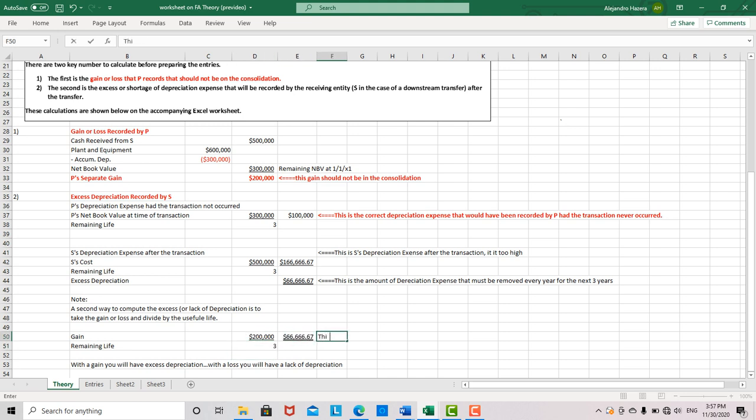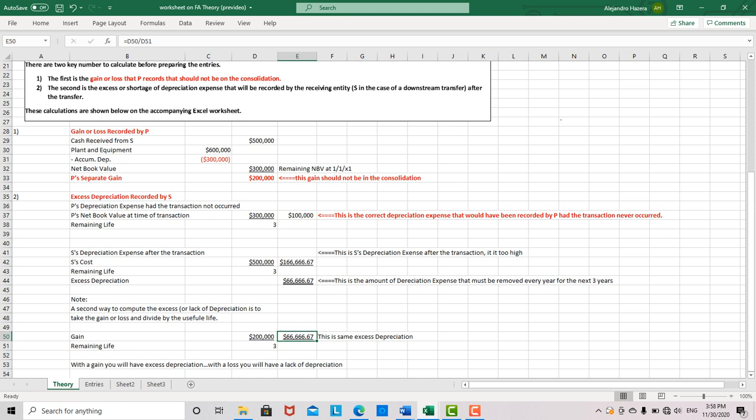This is the same excess depreciation. So you can calculate the excess depreciation by comparing what, on a downstream transfer, S has recorded compared to what P would have recorded, which means that you're recording $67,000 too much. And also, you can take the gain and divide by 3, and it'll give you the same number. So you can use either way.